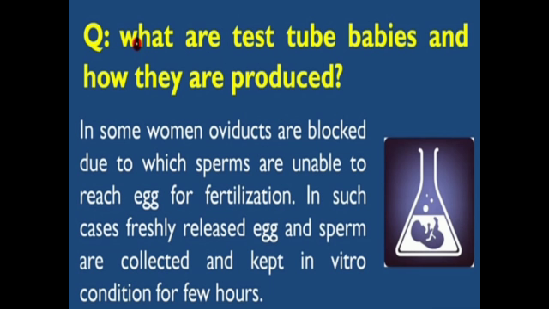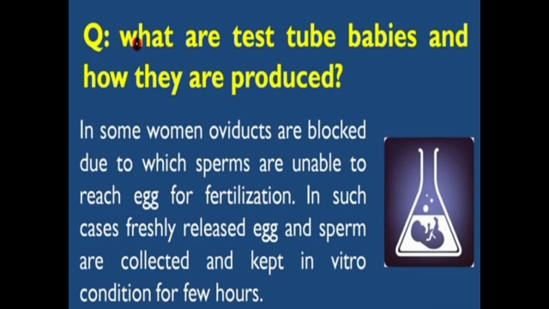Now, there was a question asked by Bojo and Paheli, which is given in your textbook. Their teacher once told them in class that in some women the oviducts, that is the fallopian tubes, are blocked, due to which the sperms are unable to reach the egg for fertilization.